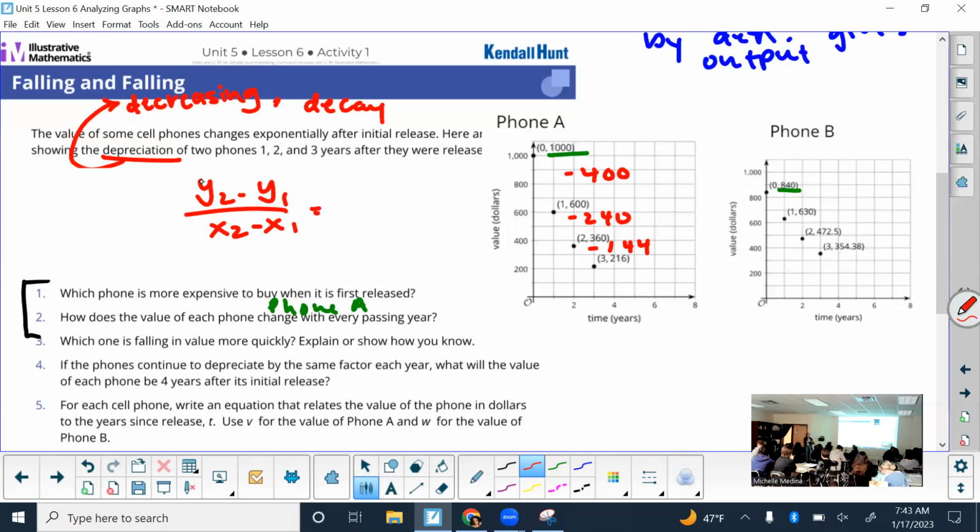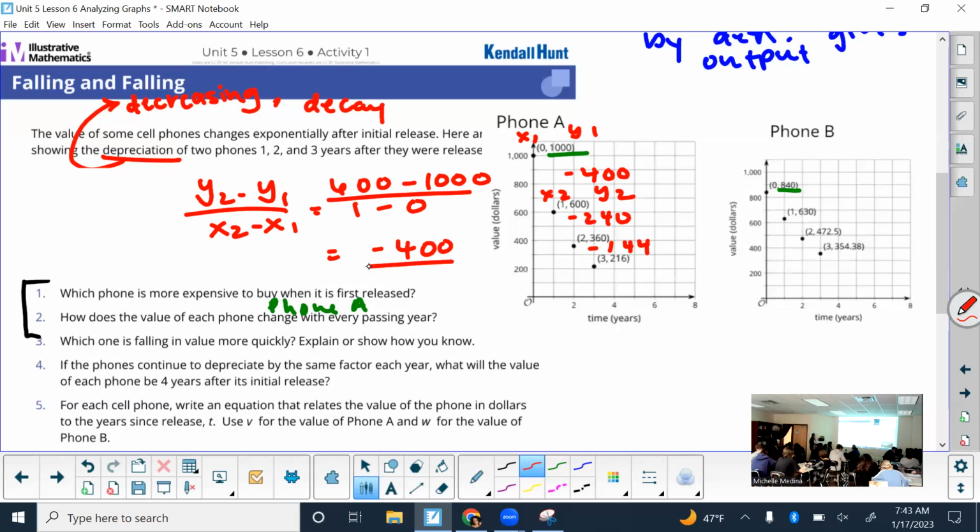And I did see a lot of average rate of change on your unit test, by the way. So I'm still making one of them x1, y1, the other x2, y2, and plugging it in. So like if I labeled it like this, I have 600 minus 1,000 over 1 minus 0. What's 600 minus 1,000? A negative 400. And then what's 1 minus 0? 1. Which isn't that what we got? Yes. So good.